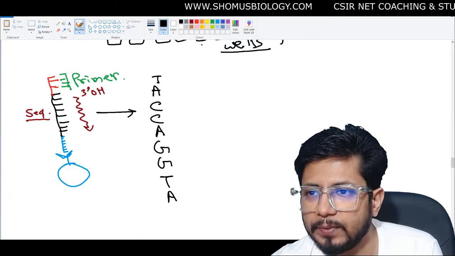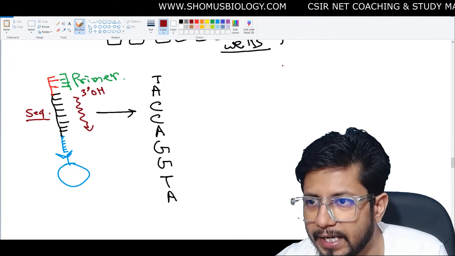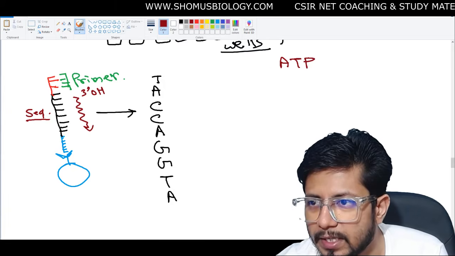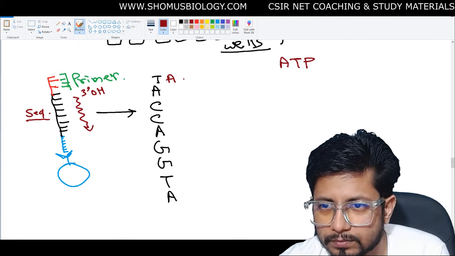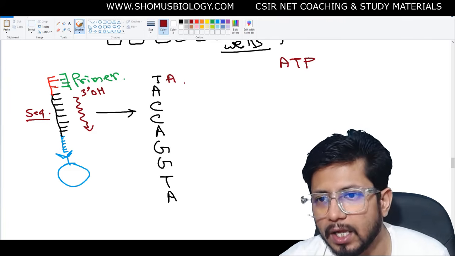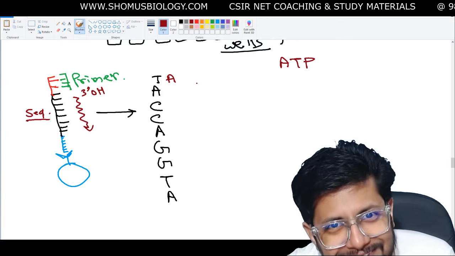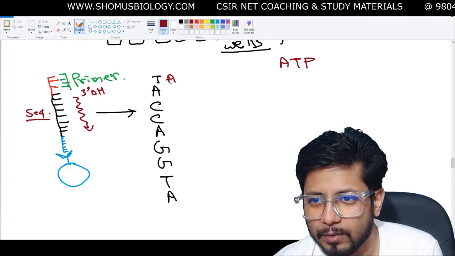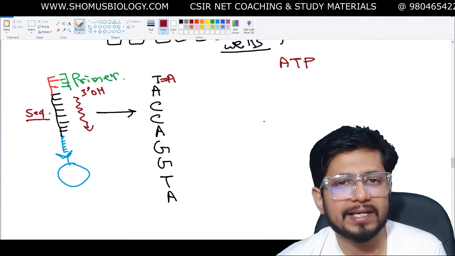Let's say we start with ATP. I'll take a different color. We'll start with ATP. Now A binds here, so that's the addition. Good, we'll get a response. Now how do you get a response? Now we need to understand. Once A is bound, because this is the correct pairing between A and T, we get a signal.